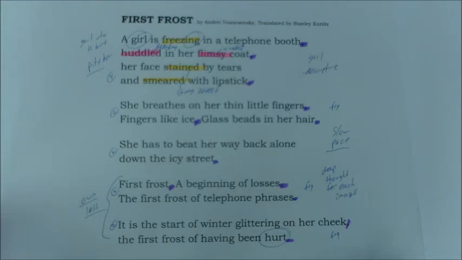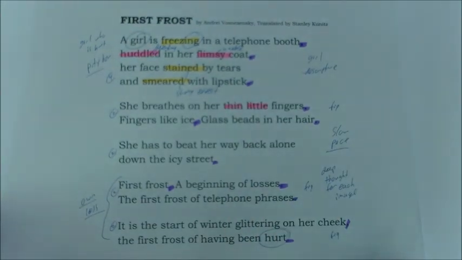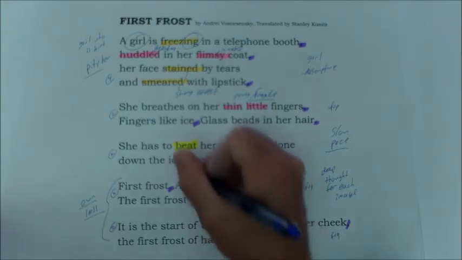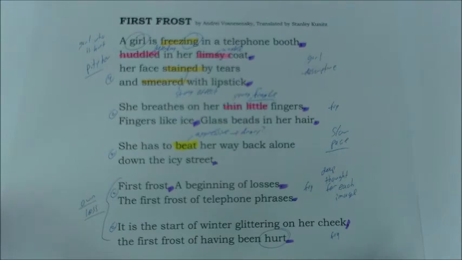The next words that I see are the terms thin and little. And the reason that these stand out to me is because they are repetitive. If they're little, then quite likely they're thin. Certainly if they're thin, they're quite likely little. But this highlights that she's young, but also fragile. As we continue down, the next word that stands out to me is this idea of beat. And that stands out for me because it's a strange way to describe someone walking. It's really aggressive. And it might imply that she's angry with the situation, which certainly makes sense.